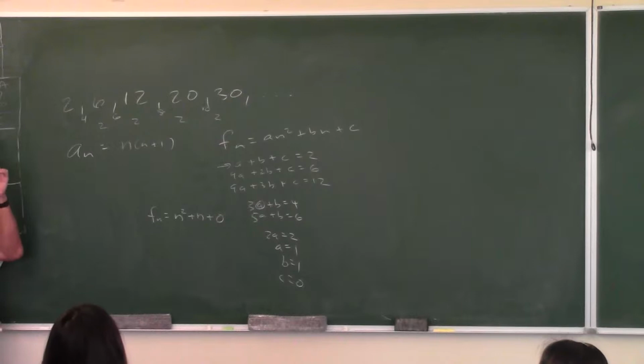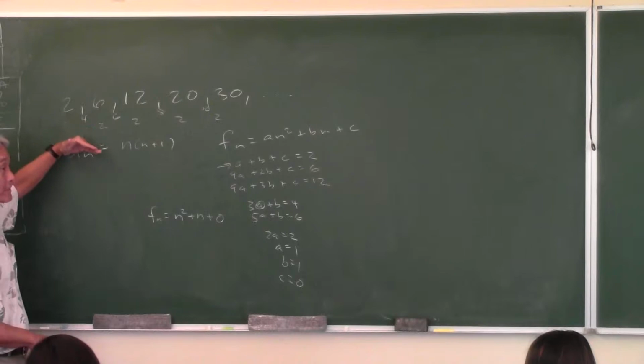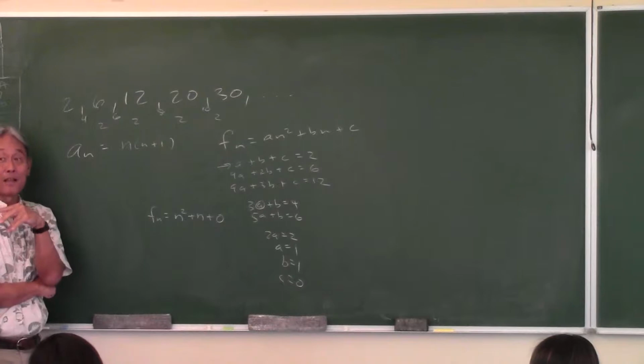Okay, let's do another one. You guys think you're okay, but here's another problem. What happens if you do the finite differences and you never come out to a constant finite difference? Then it's not polynomial.